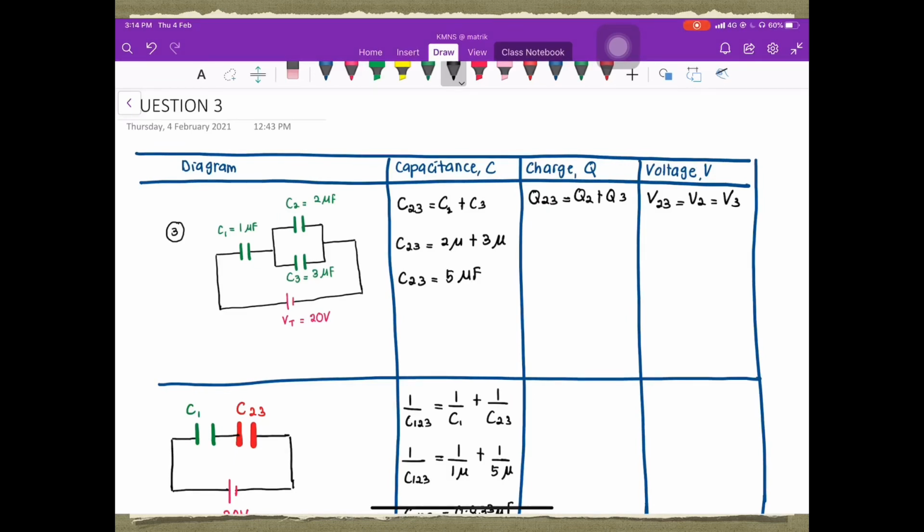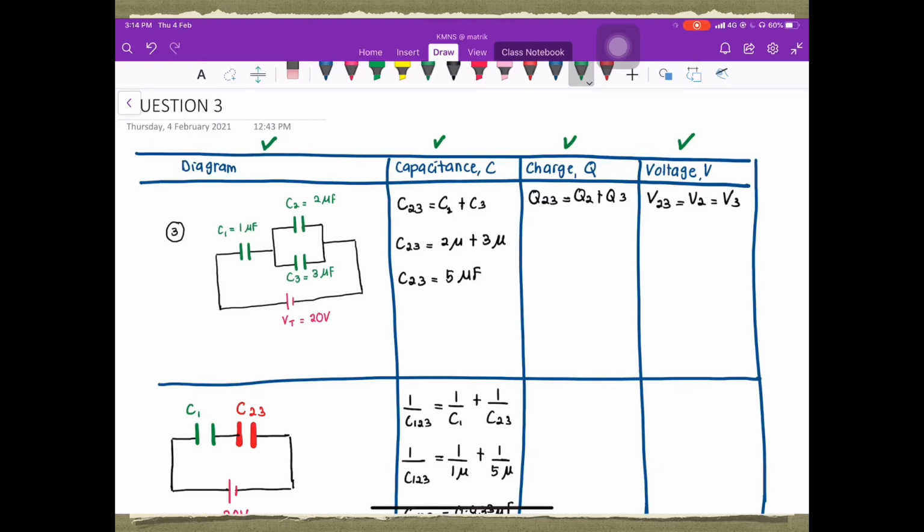Question number 3. Step 1. Draw or construct a table that consists of the diagram, capacitance, charge and voltage.